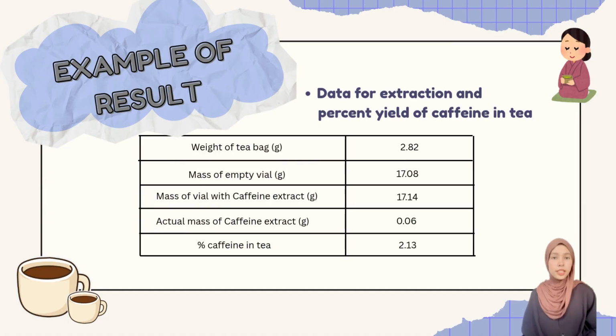So, this table summarizes our experiment data and the percent yield of caffeine in tea. In this experiment, we started with a tea bag mass of 2.82 grams, and during the extraction of caffeine in tea, we successfully isolated 0.06 gram of actual caffeine, and this brings the final calculated percentage of caffeine in our tea to 2.13%.